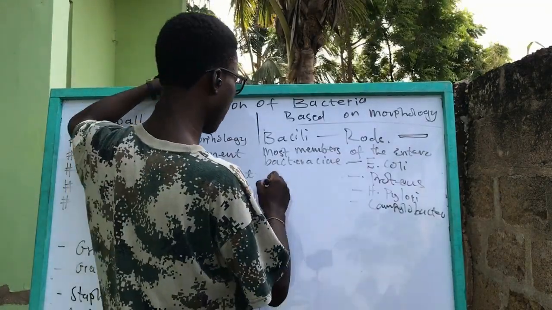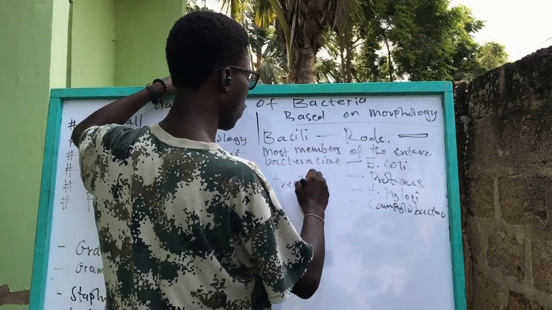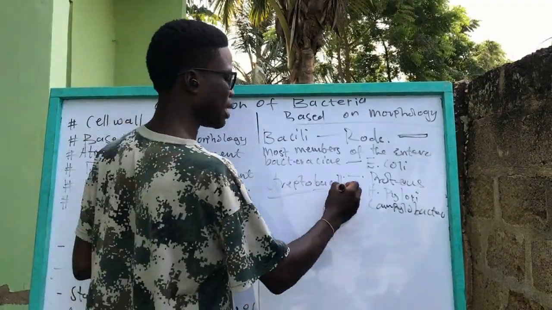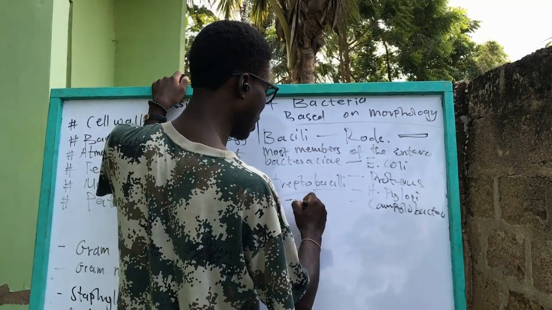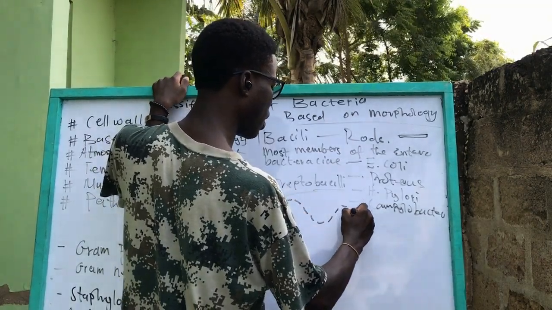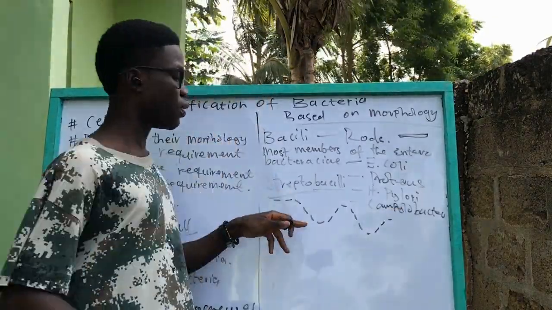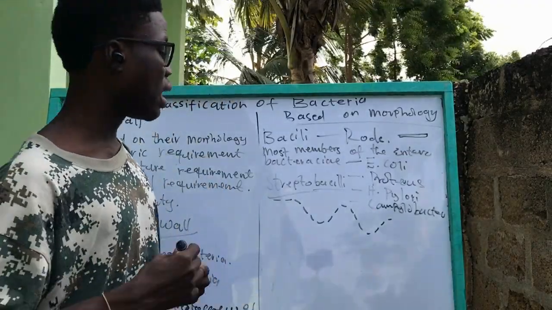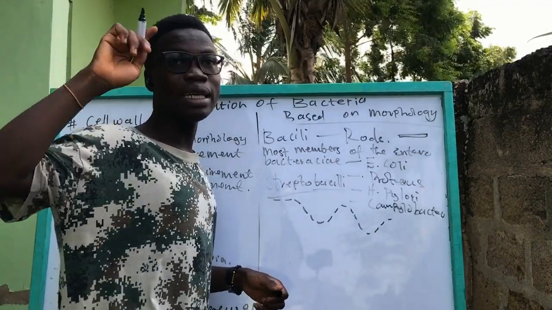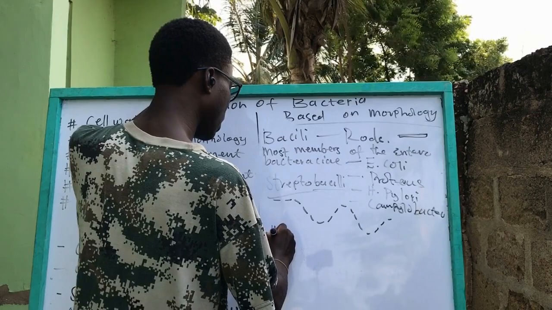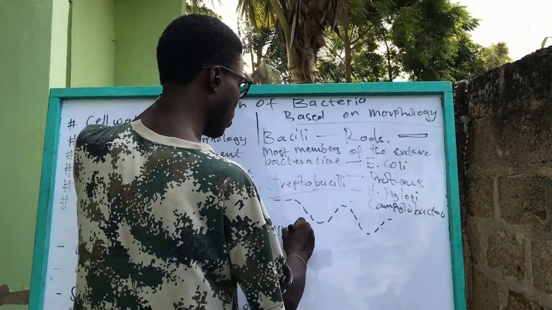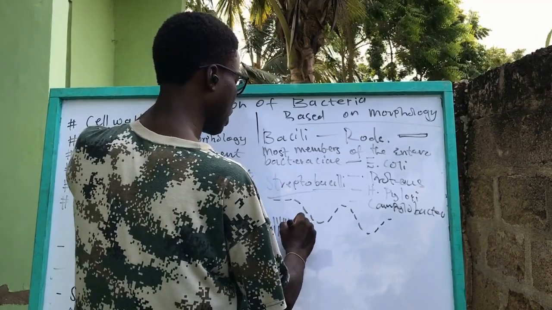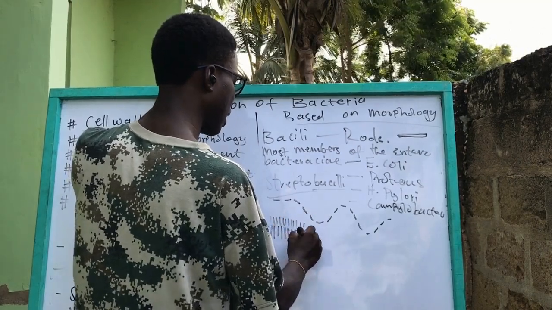Now we have streptobacilli. Strepto means in chains, and bacilli are rods. So anytime you see rods that are in chains under the microscope, they are streptobacilli. And there are also bacilli that are arranged in palisade form. They are like clusters, but together like this in palisade form. So that is also a kind of bacilli that we have.